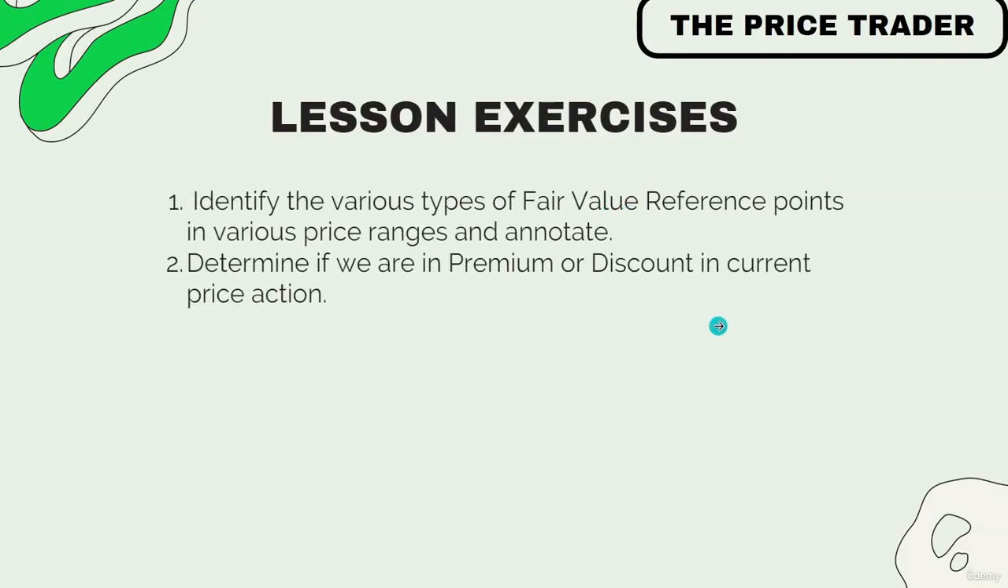Just as an exercise, you can go and identify various types of fair value reference points that we have outlined here, in various price ranges, and you can start annotating in your journal. You can also determine current price action, whether you're in a premium or a discount.